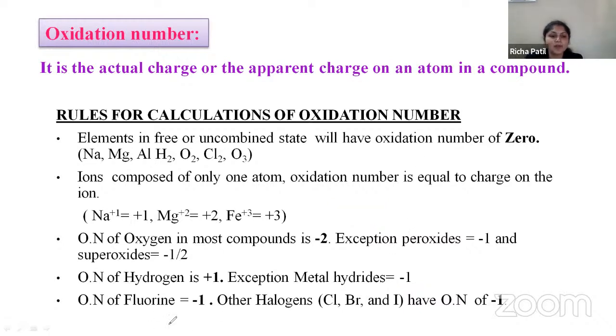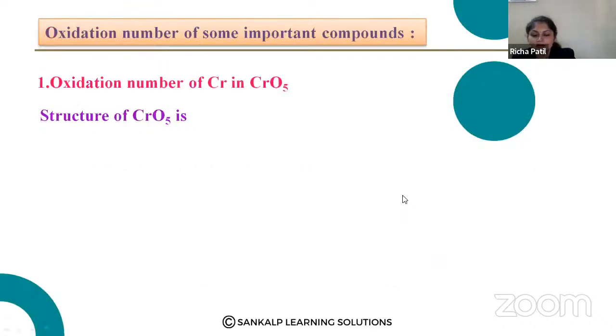Then the oxidation number of fluorine. Fluorine is a halogen, so its oxidation number is -1. Other halogens like chlorine, bromine, and iodine will also have an oxidation number of -1. These are some of the rules to find the oxidation number. Now we'll see how to calculate the oxidation number in some important compounds.